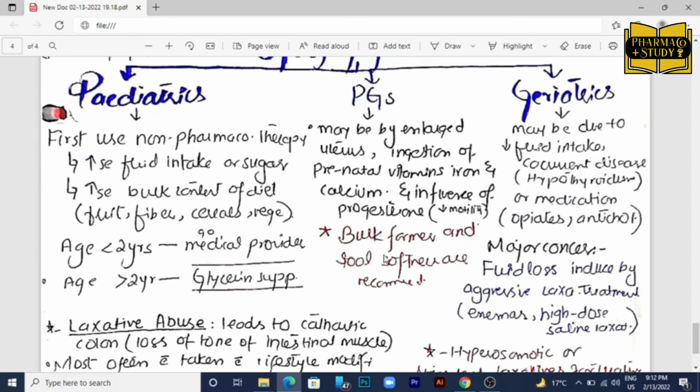So what are the options? They must be very safe. The options may be bulk-forming laxatives or stool softener laxatives. Stimulant laxatives or other laxatives are not recommended at all.